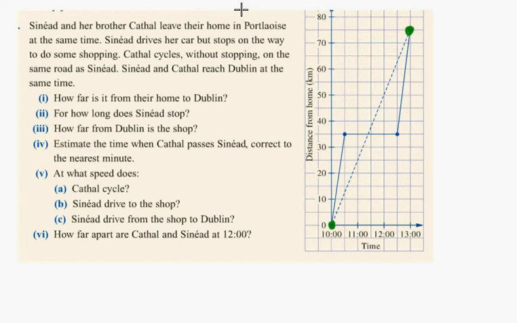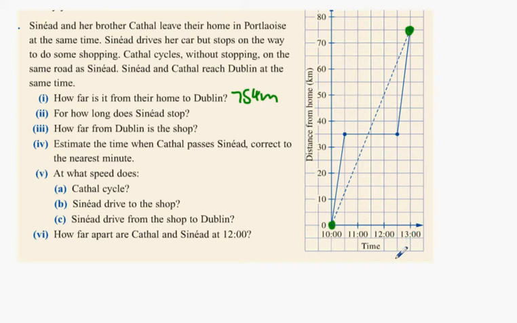75 kilometers. Does that make sense? Everyone knows where I got it from? 75 kilometers, right here, to get home. So, 75 kilometers. For how long does Sinead stop? Can anybody tell me how much is each block worth?